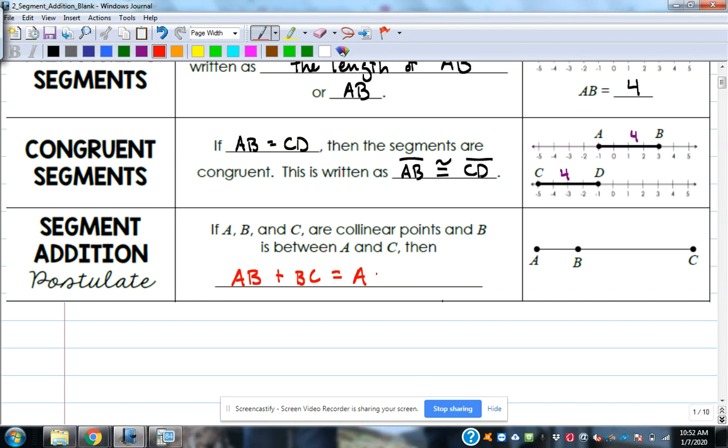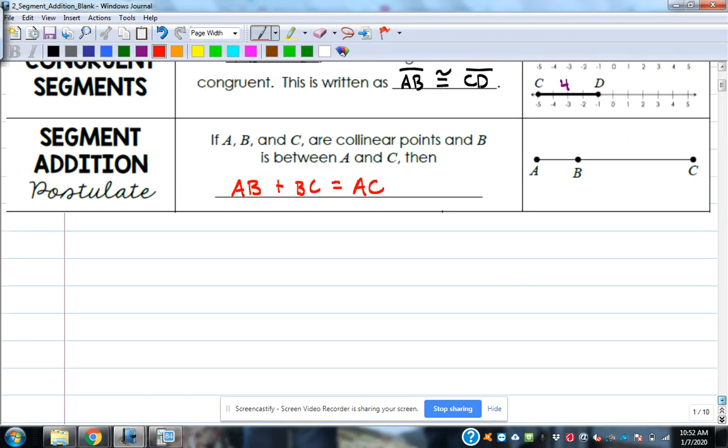Not ABC, but AC. I only need 2 points out of that. Okay. So we can add the lengths of segments and get a larger segment put together. The segment addition postulate says you can put those two smaller segments together to equal the larger one that they're included in. All right. Now, let's look at some examples of using that.